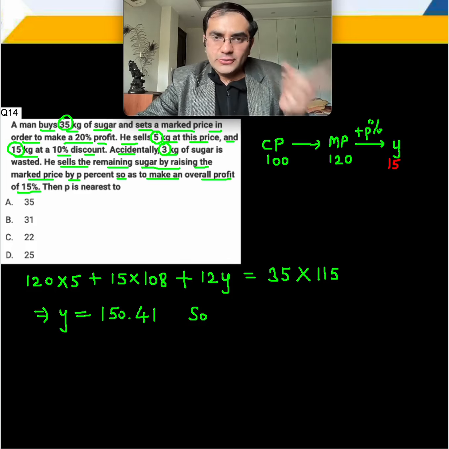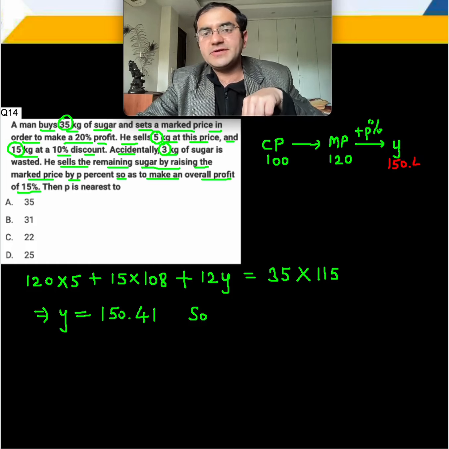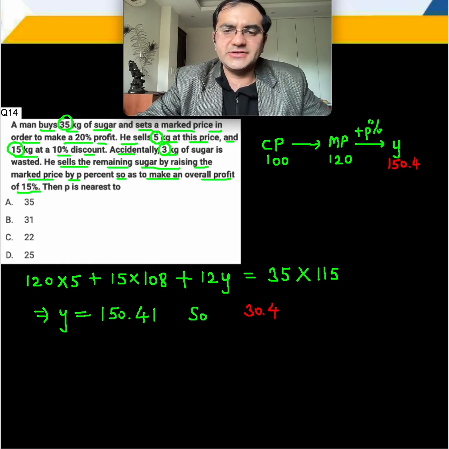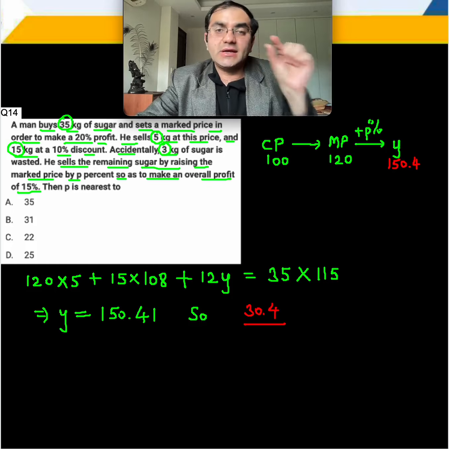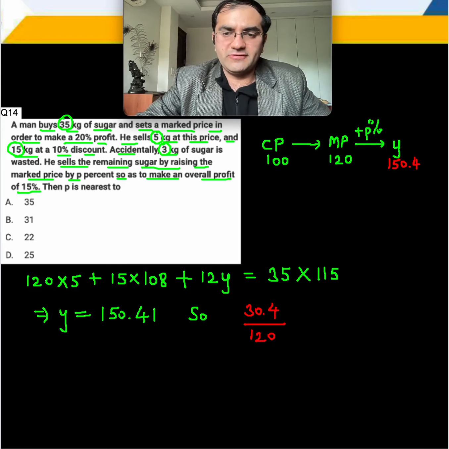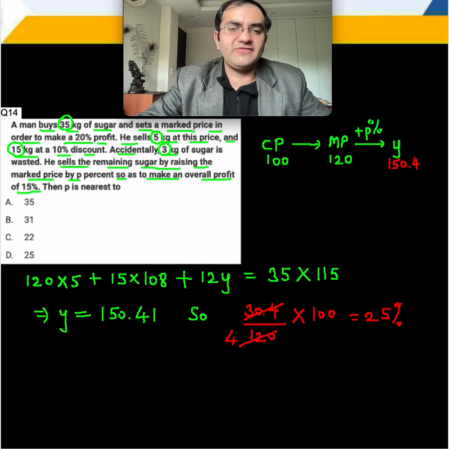So now from 120 rupees, he has sold it for 150.4 rupees. That's approximately an increase of 30.4. It's asking what is the percentage change, 30.4 upon 120 into 100. 30 upon 120 is 1 by 4. Okay, so 1 by 4 into 100 is 25%. D part is the right answer for question number 14 and slightly lengthy question.